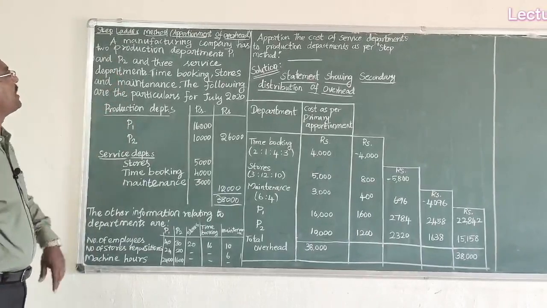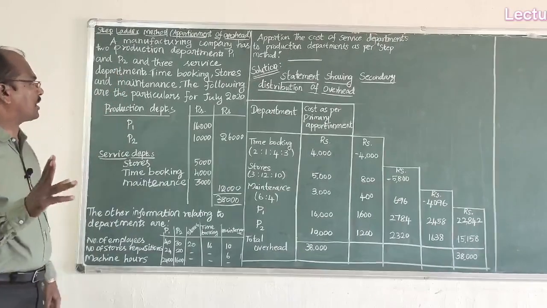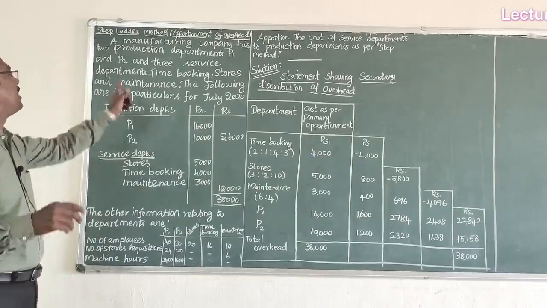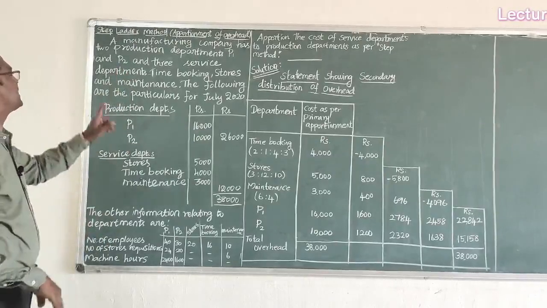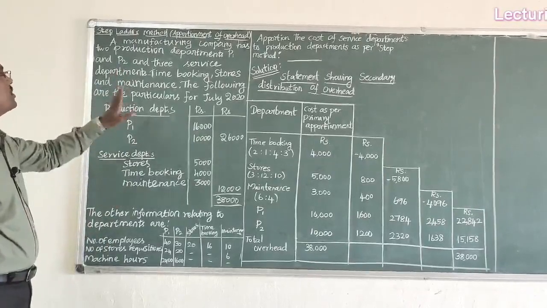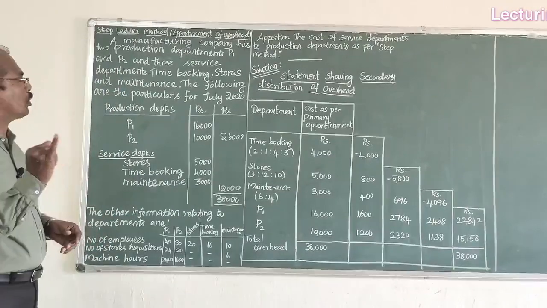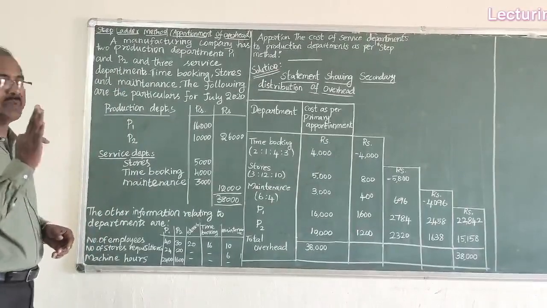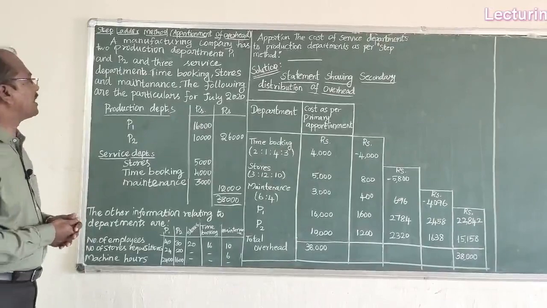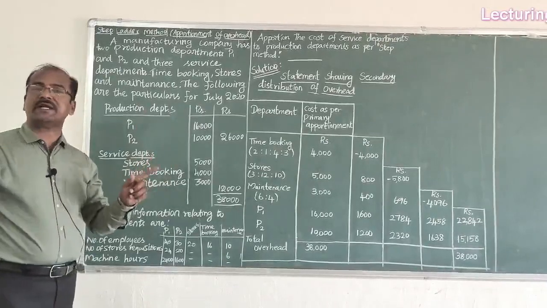A manufacturing company has two production departments, namely P1 and P2, and three service departments which are named time booking, stores and maintenance. The following are the particulars for July 2020.